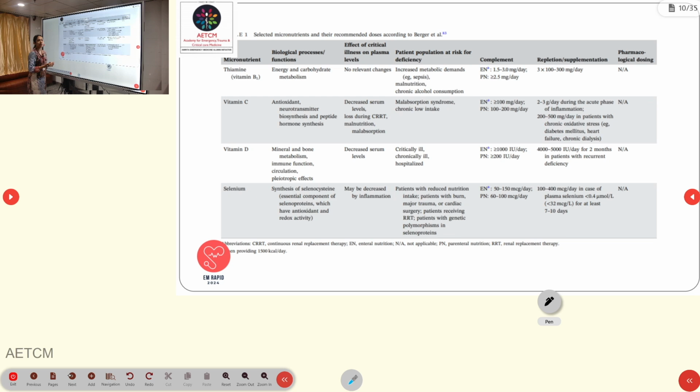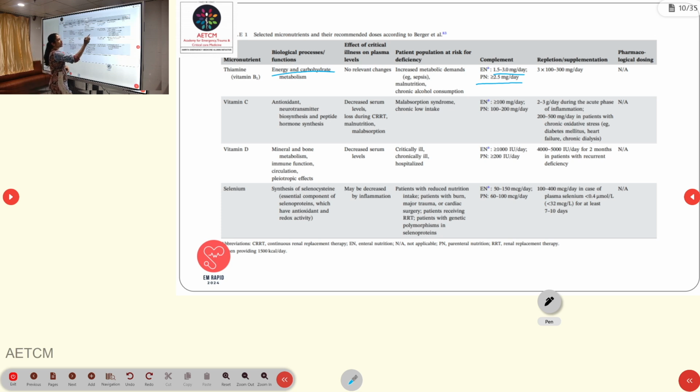So we were mentioning the micronutrients. Some of them are thiamine. Thiamine is important for energy and carbohydrate metabolism, and in enteral nutrition we usually give 1.5 to 3 mg per day, and in parenteral nutrition we will be giving more than or equal to 2.5 mg per kg per day. And vitamin C. Vitamin C is a very good antioxidant, a neurotransmitter, and it also helps in healing, especially in burn patients.